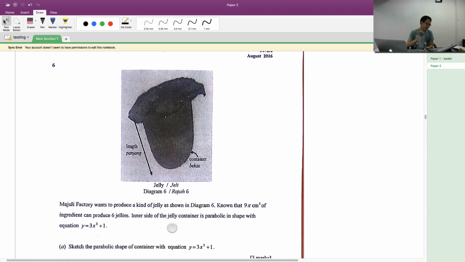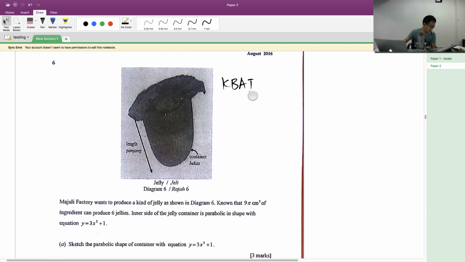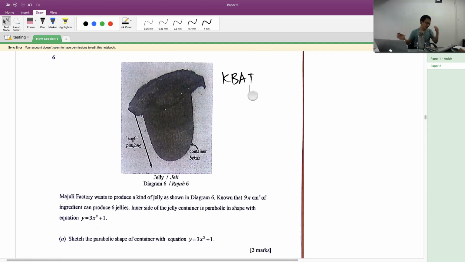Just another KBAT question. I'm not sure why this paper has so many. There are a lot of scientific names here, I guess. So I guess this is a jelly. I don't know, I assume this one we call jelly.